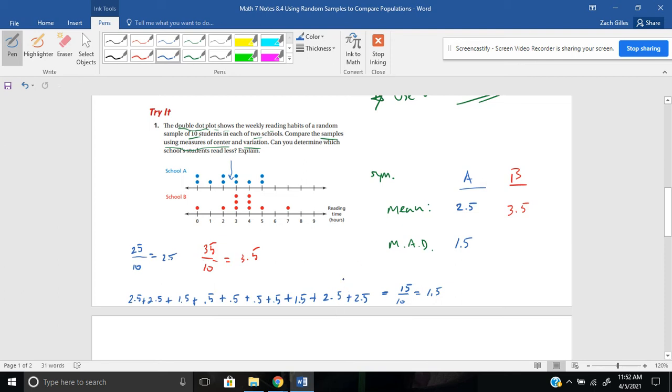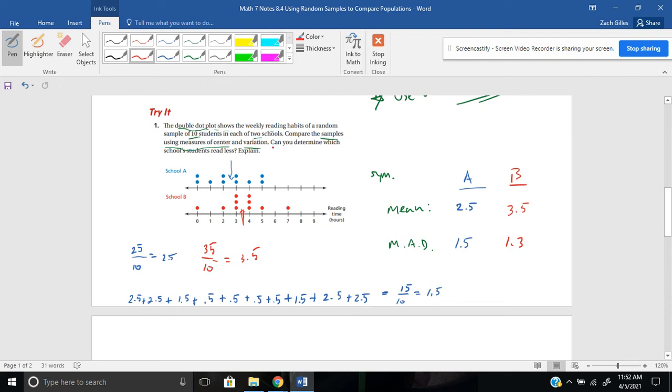And then I'm going to do the same for B here. I'm not going to painfully bring you through it. I'm just going to tell you that the mean absolute deviation you should have gotten was 1.3. So on average, these points vary 1.3 away from 3.5. And again, our variation is very close. Our mean is pretty close. I would say that it looks like the mean is a little bit bigger for school B.